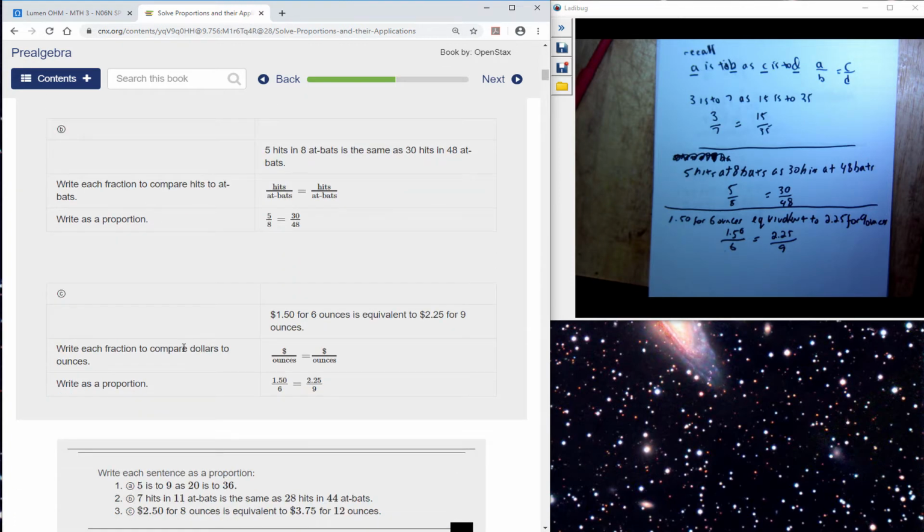Next one here, we have 150 for 6 ounces is the same as 225 for 9. So 150 is to 6, it's the same thing as 225 is to 9. All they ask you to do is just set it up.